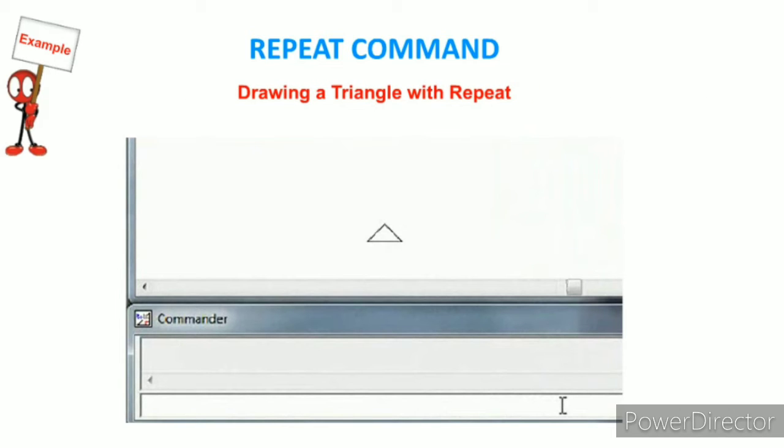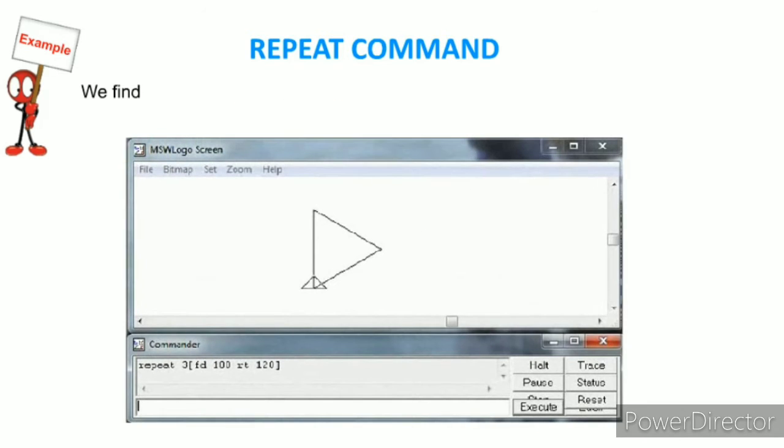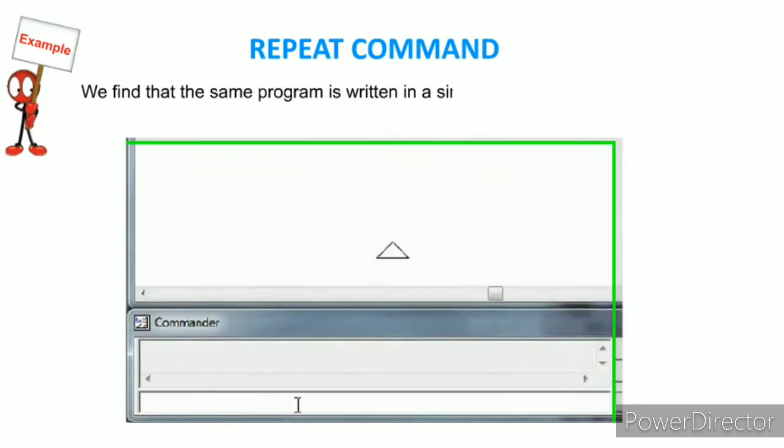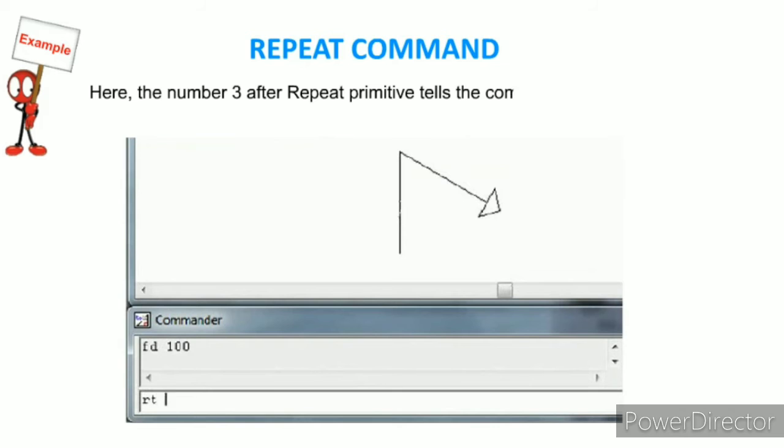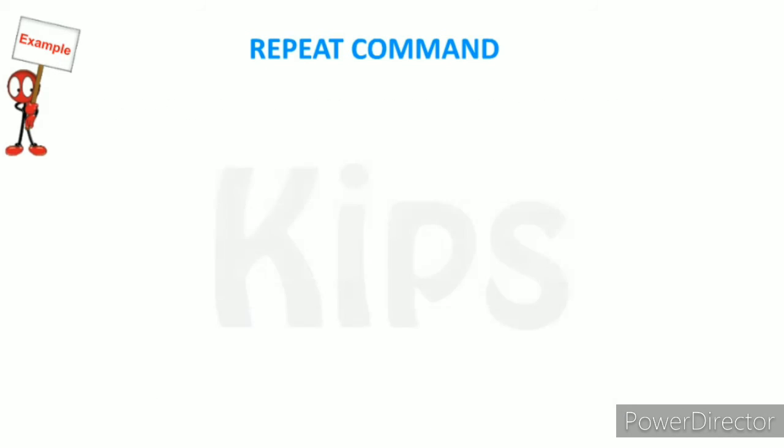Now, let us see how to draw a triangle with the repeat command. Repeat 3, bracket in, FD100, RT120, bracket close, enter. We find that the same program is written in a single line using the repeat command. Here, the number 3 after the repeat primitive tells the computer to repeat the written commands thrice.